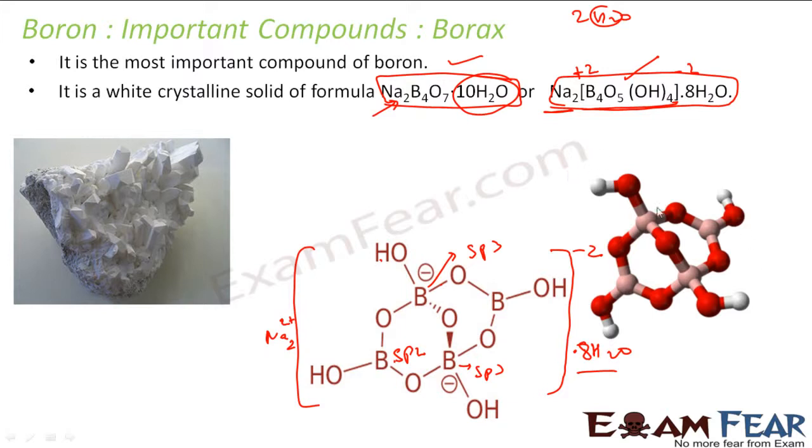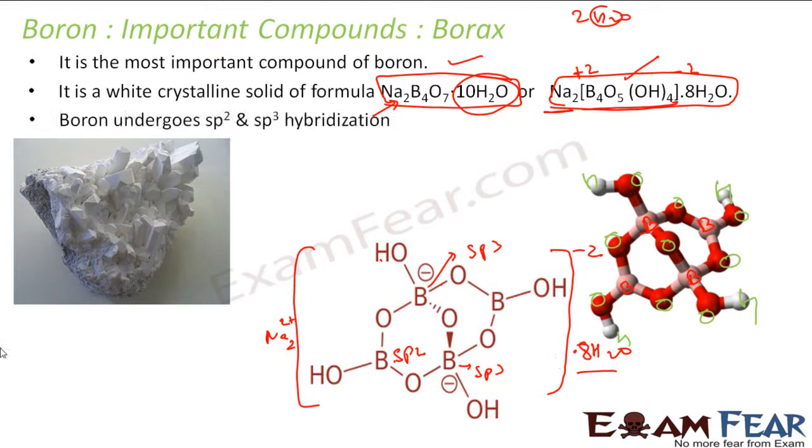If you see, it's 3-dimensional. These pink ones are my borons, the red ones are my oxygens, and the white ones are my hydrogens. This is the 3-dimensional structure of borax. So as we have told, the boron undergoes sp2 and sp3 hybridization. As I told, these are sp3 hybridized and the other ones are sp2 hybridized, right? 2 sp2 and 2 sp3 hybridized.